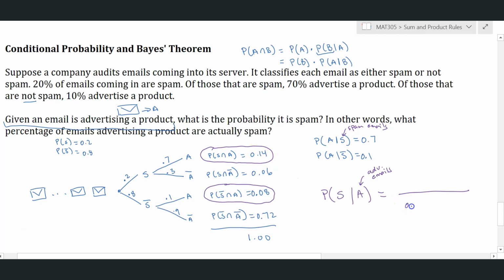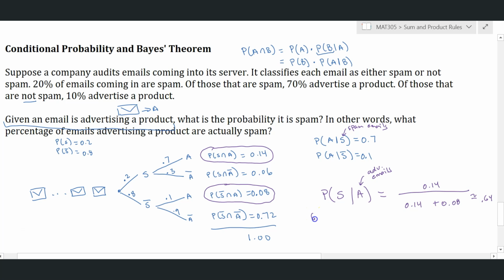Well, it's the 0.14 plus the 0.08. Those are all of the advertising emails. So out of the 100, you could say that 22 emails are advertisements. And out of those 22 emails that are advertisements, how many are spam? Well, it's this 0.14, right? The numerator has to be a subset of the denominator. And so now you can calculate this, and we get about, let's see, 0.14 divided by 0.22, or 14 out of 22, would be about 64%.